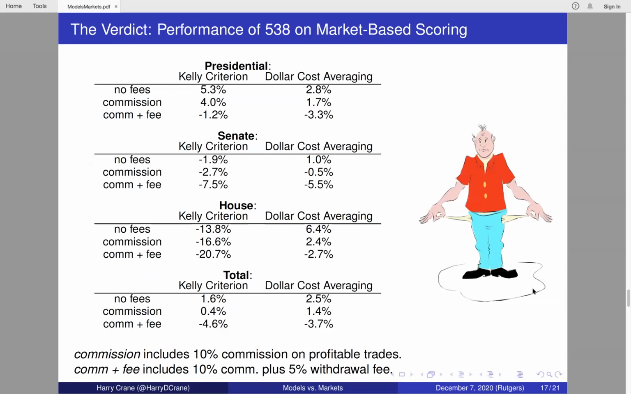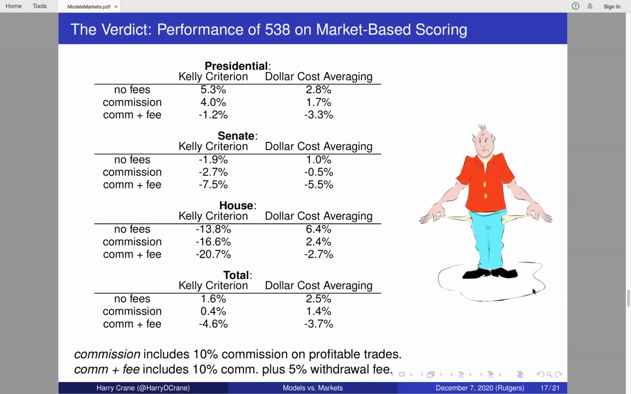Okay, so these are returns on investments. For every dollar you put in, how much money would you have pulled out of the market? So if it's plus 5%, every dollar I put in, I get $1.05 back. If it's minus 5%, every dollar I put in, I get 95 cents back. So I've broken this up according to the presidential, Senate, House, and total overall, which is the aggregate of President, Senate, House.